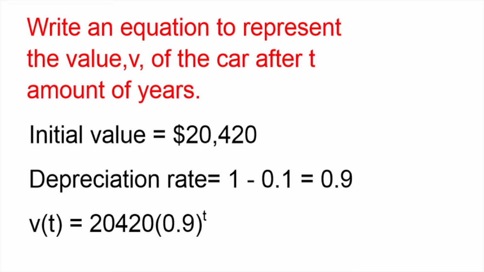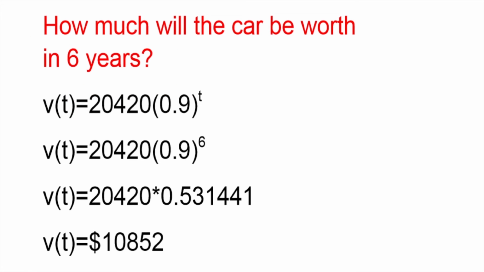So the second part of the question is, how much will the car be worth in 6 years? So since the t variable is supposed to represent the years after the car is purchased, we replace the t with 6. So it's going to be 20,420 times 0.9 to the power of 6. So now you have to solve the exponent, 0.9 to the power of 6 first, and then you have to multiply it by 20,420, which is done here. Your final answer is going to be $10,852. So that is how much the car is going to be worth after 6 years.